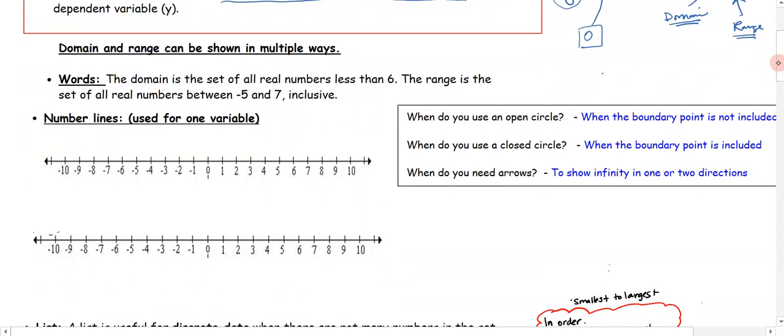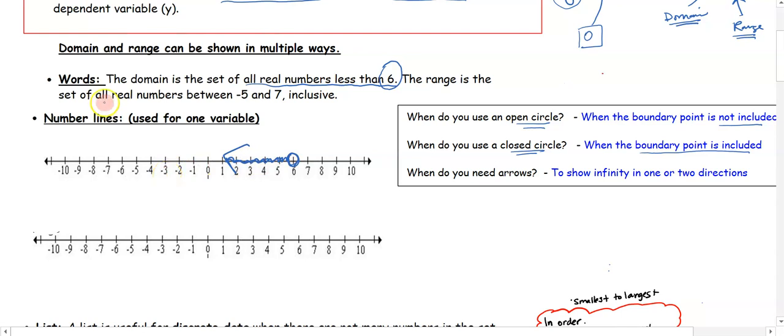In words, I could say the domain is a set of all real numbers less than 6. So 6 is considered my boundary point. It divides all of the solutions and the non-solutions. So I'm going to be putting a circle at 6. I'm not going to close in the circle, because when I close in the circle, the boundary point is included. If I leave the circle open, the boundary point is not included. And it says less than 6. So 6 is not included, but anything less than 6 is included. So I draw an arrow towards all the numbers smaller than 6.